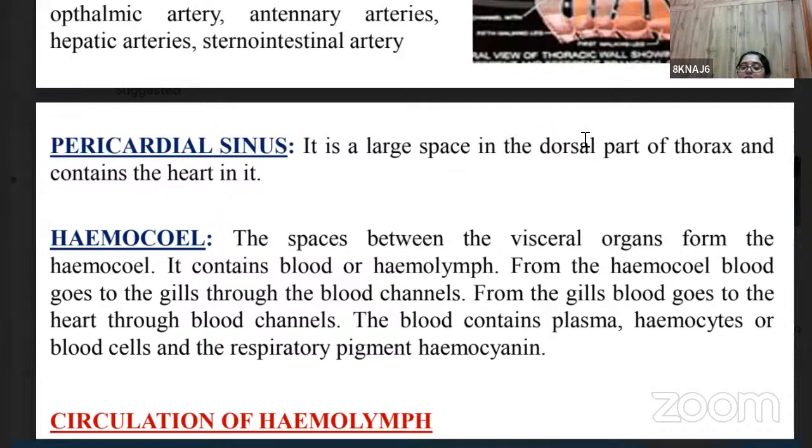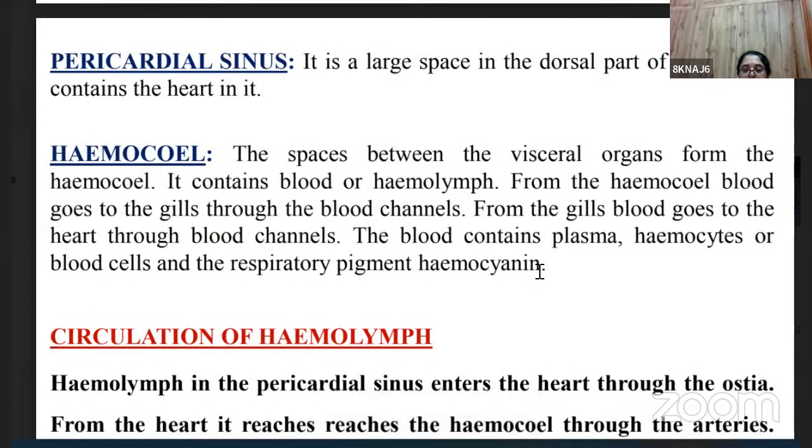You also have the hemocoel, which is the space in between the visceral organs. This has the blood or the hemolymph. And from the gills, blood goes to the heart through the blood channels. Blood has plasma, hemocytes or blood cells, and the respiratory pigment is hemocyanin. So something similar to blue blood.